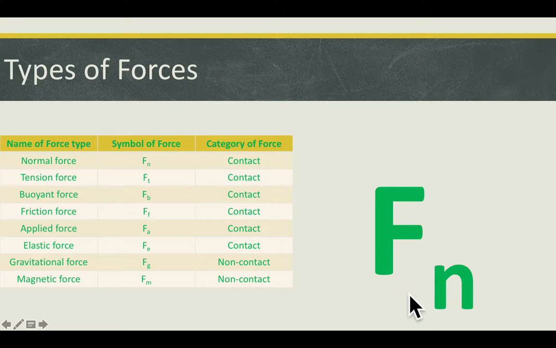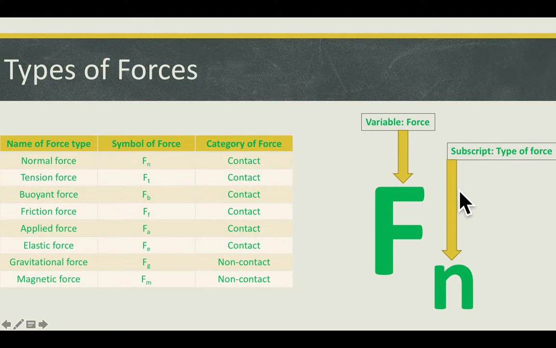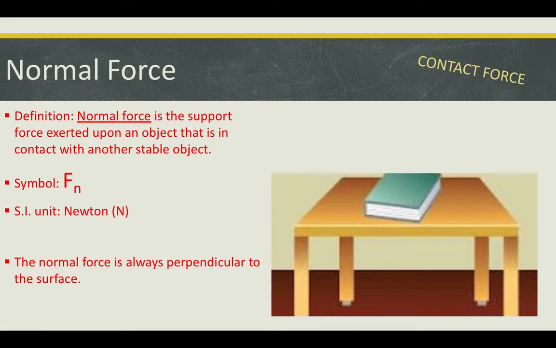The symbols that we're going to use are going to look like this. We're always going to use an uppercase F for the variable name, and then we're going to use a subscript that tells us the type of force. So Fn matches this first one. Fn is a normal force. So let's go ahead and talk about that one next.